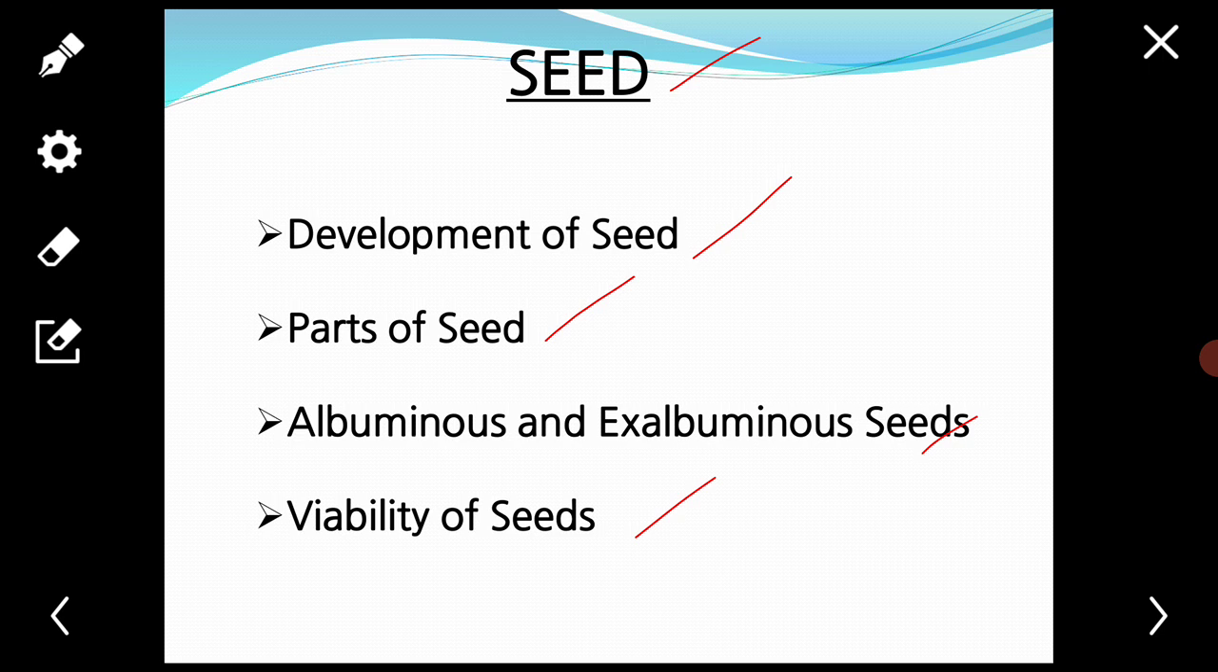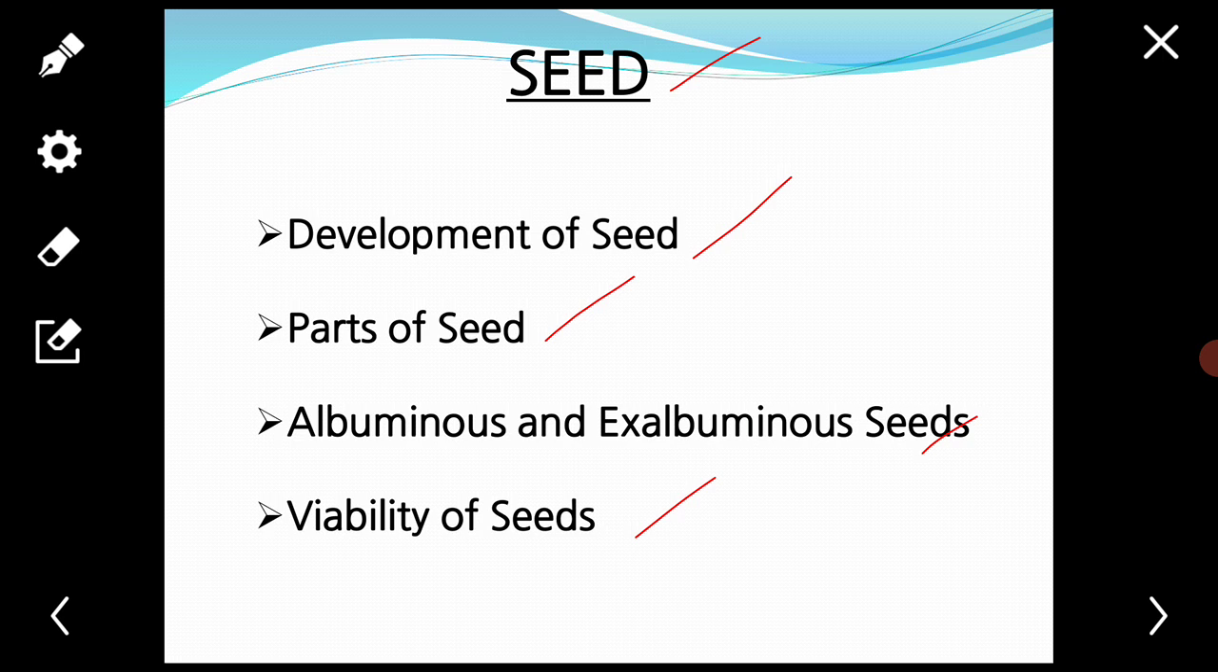Viability of seeds is defined as the ability of the seed to retain its power of germination for a specific period of time. Some seeds lose their viability and fail to germinate after a few weeks of their seeding, while some remain viable up to several years.